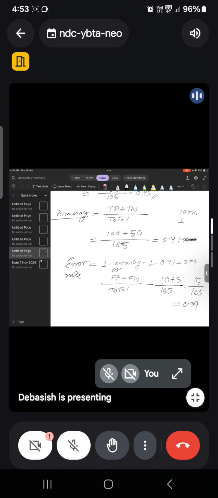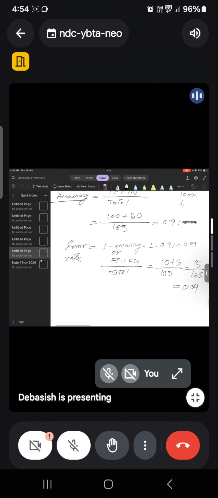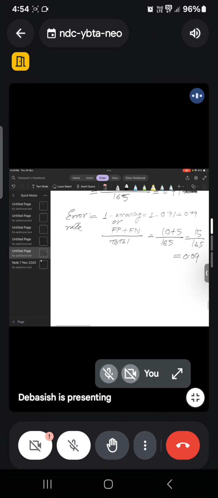So if you want to calculate the accuracy, what you have to do is TP plus TN divided by the total. If you want the error, think of falsely positive and falsely negative, so FP plus FN divided by the total, that is false positive and false negative.